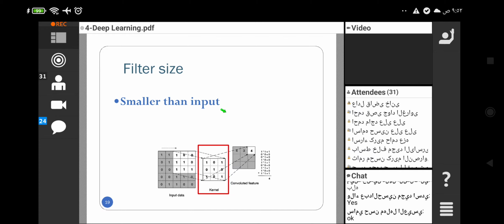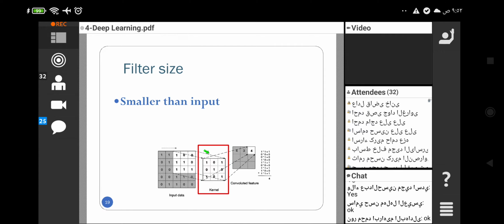For example, in this example you see here, the size of the input is 5 by 5, and the size of the kernel is 3 by 3. So this is a hyperparameter. In this example, the size of the kernel could be 3 by 3, it could be 5 by 5, and sometimes it could be 1 by 1.